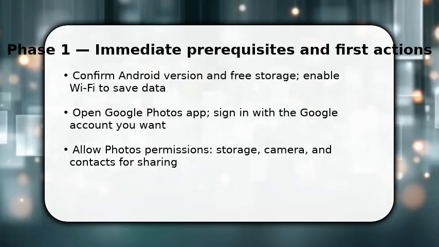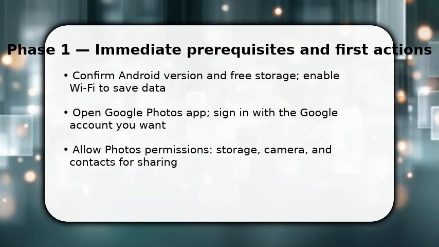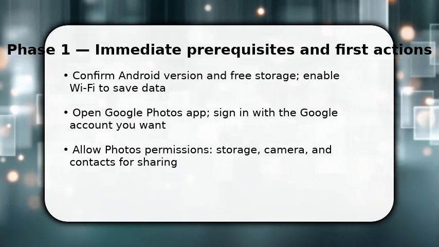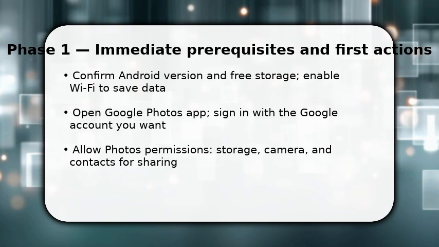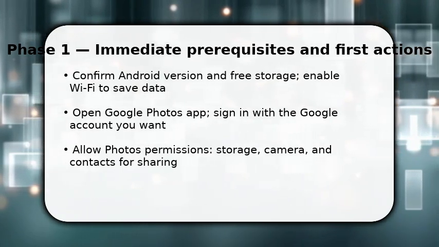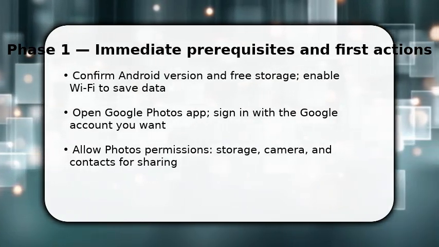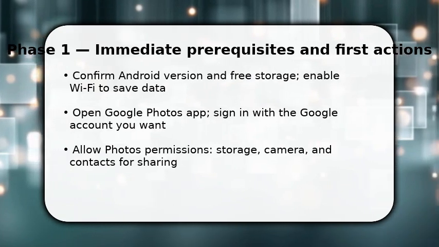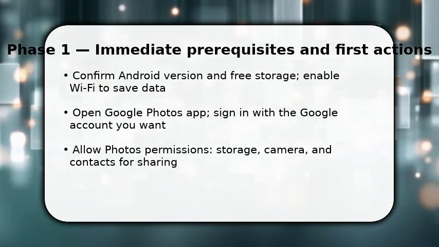You begin by checking essentials: storage, Wi-Fi, and the Google account you will use. Open Google Photos and sign in. This links your library to the cloud. Once prompted, grant permissions for storage and camera so the app can read, back up, and take photos.